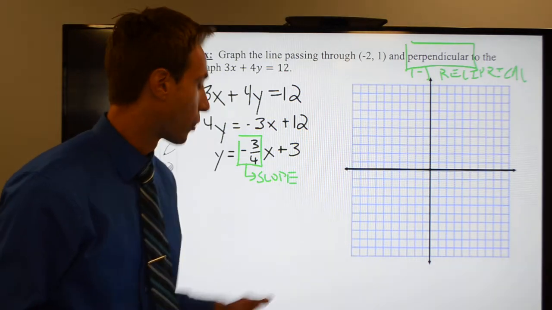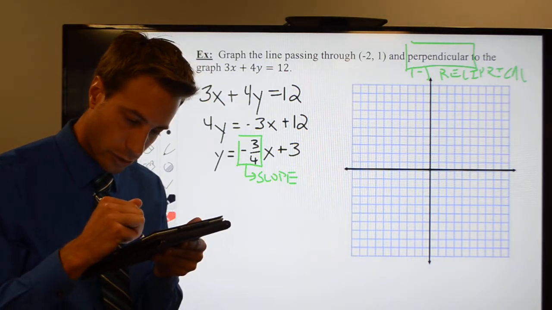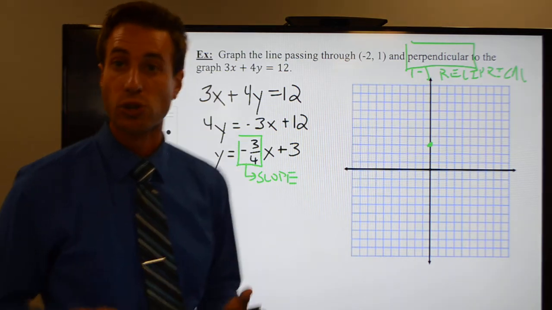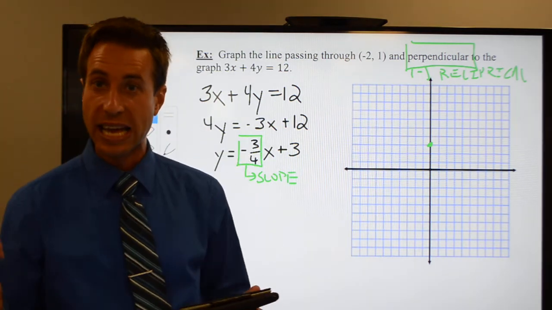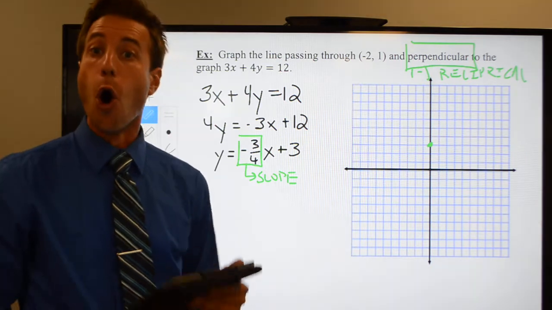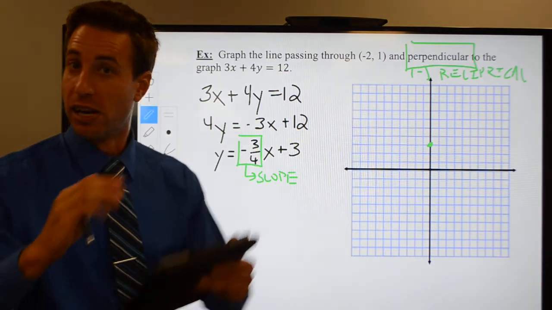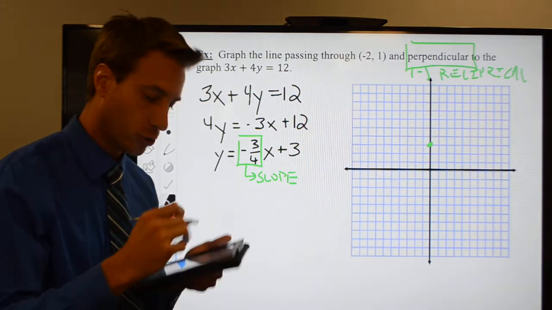And let's go ahead and graph this line. Positive 3. 1, 2, 3. I got a point right there. My slope is negative 3/4. So I can either go down 3 and then to the right 4, or I can go up 3 and go back 4. Same. Let's do them both just so you can see.